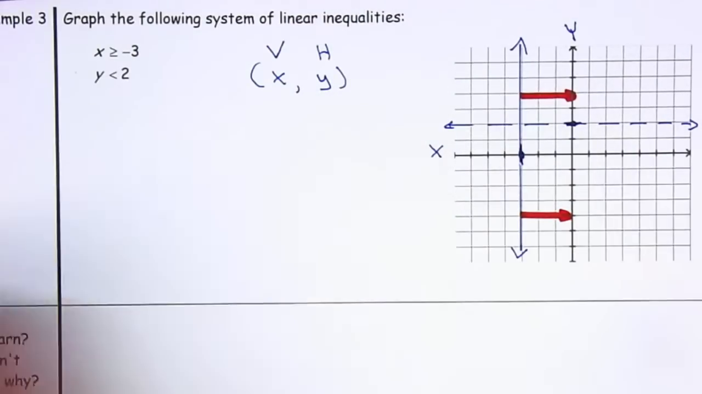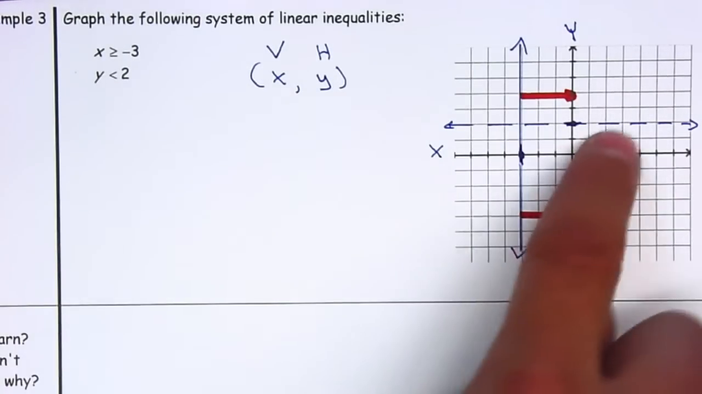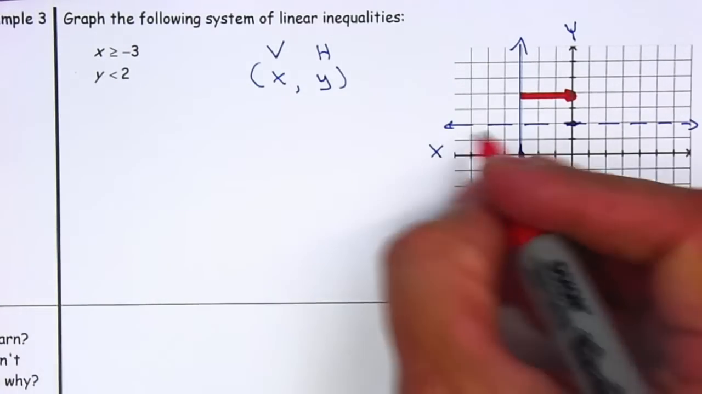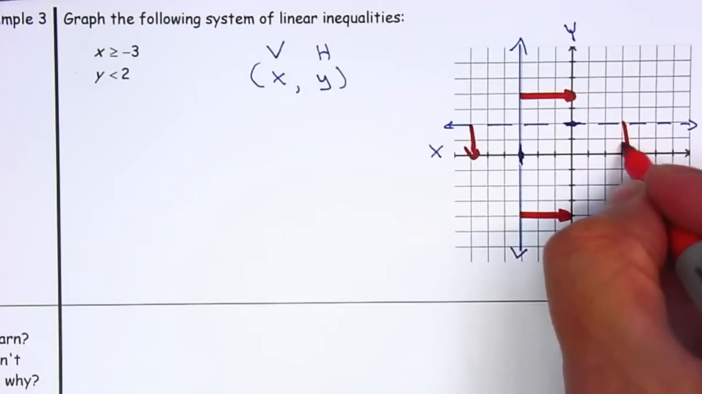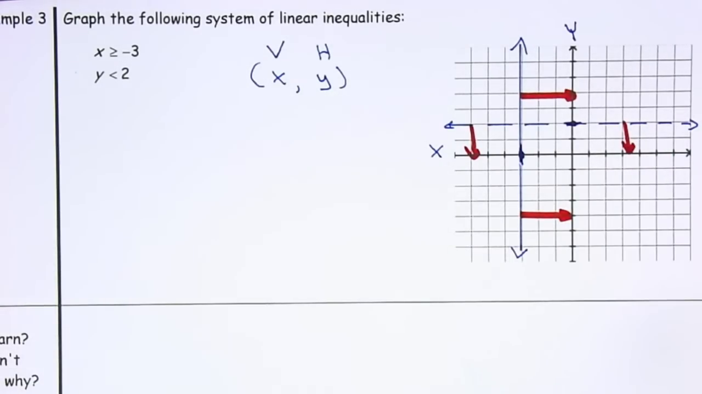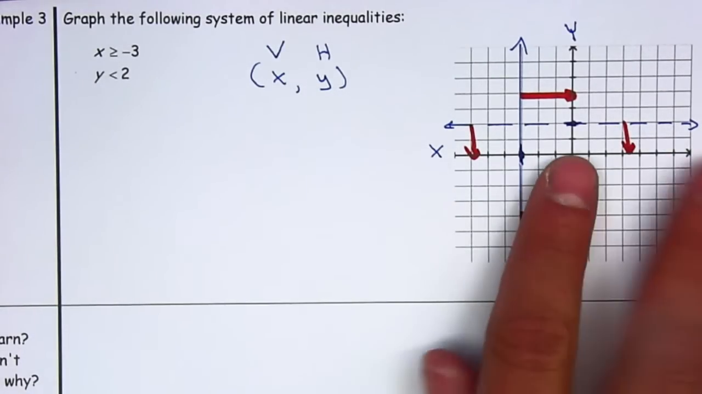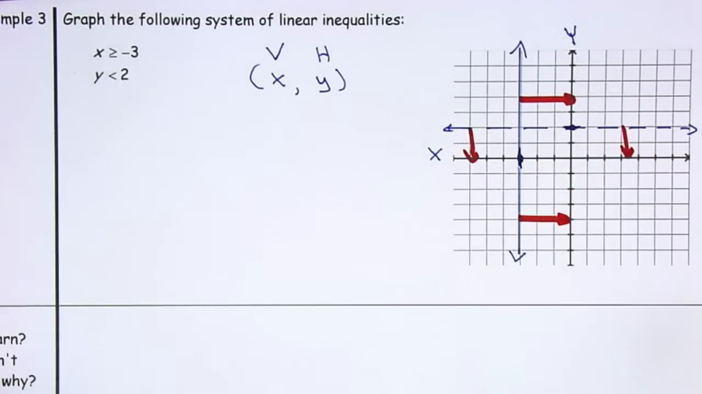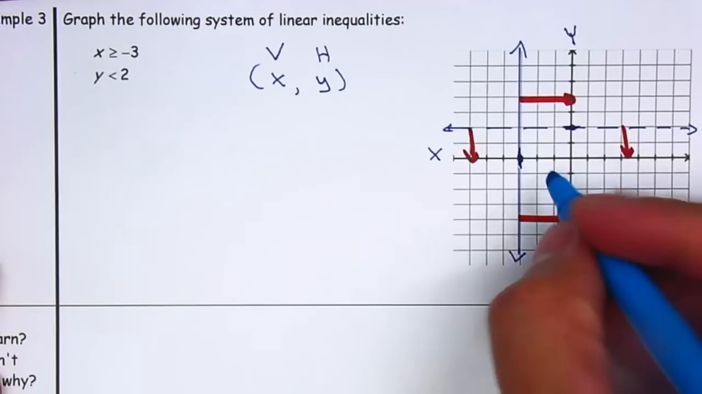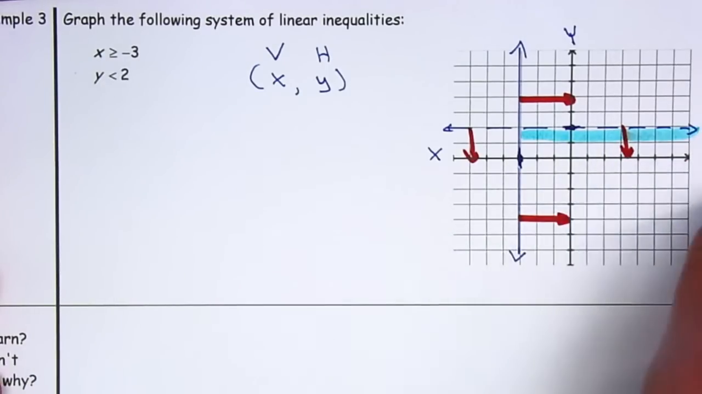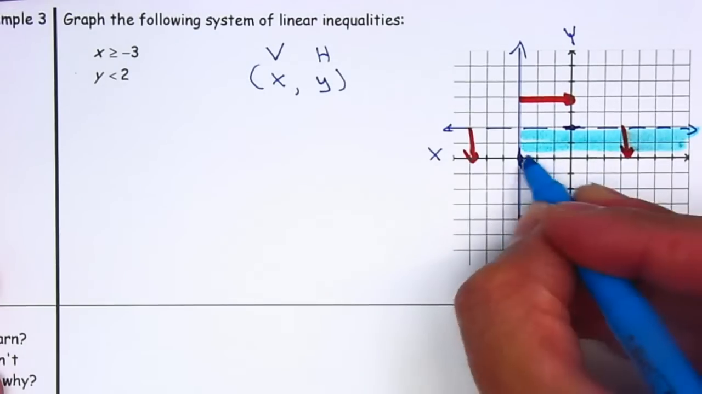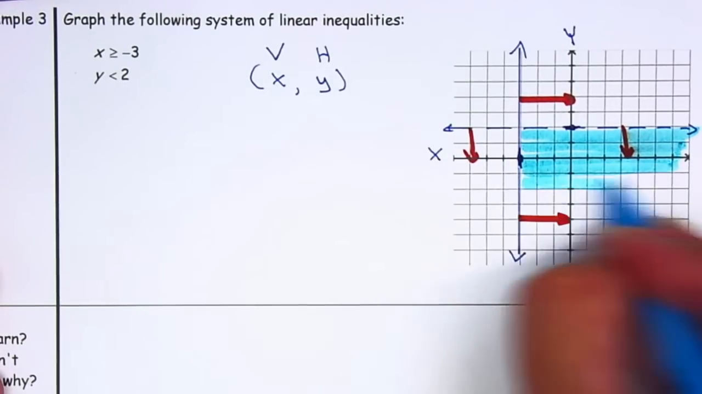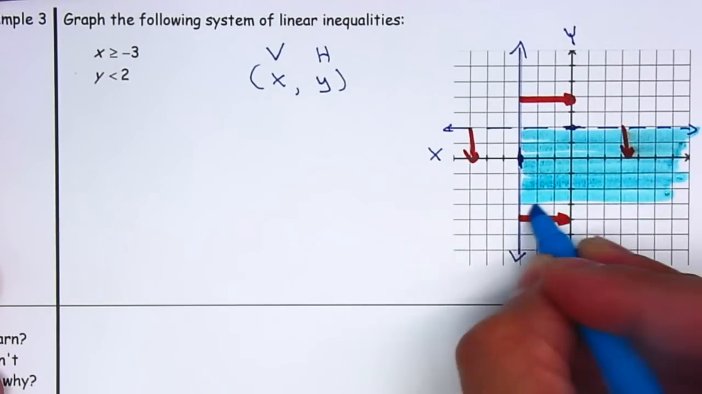And then I need to decide if I'm going to shade the top or the bottom. If it's less than, I'm going to have to shade the bottom. You can also test a point. Now if you notice, both of the solutions overlap in this section, in this case a rectangle, which continues all the way to the right. Those are the solutions for the inequalities.